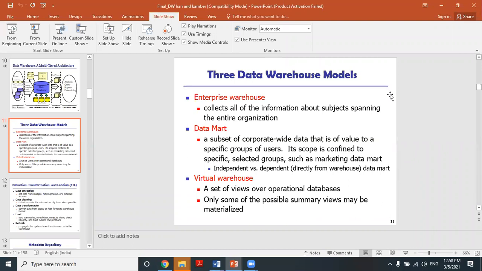But the most widely used warehouse among all the warehouses is the data mart. So this is all about today's class. I think it is clear to everyone.